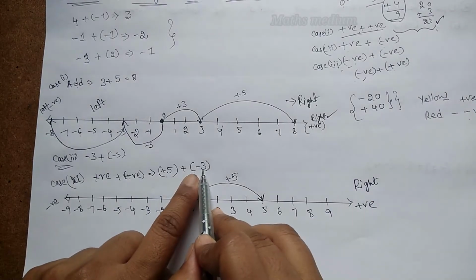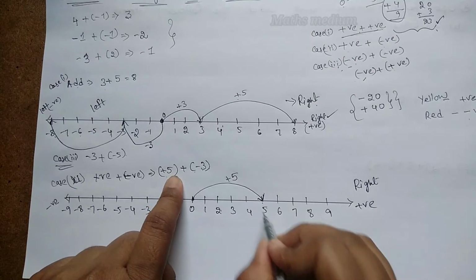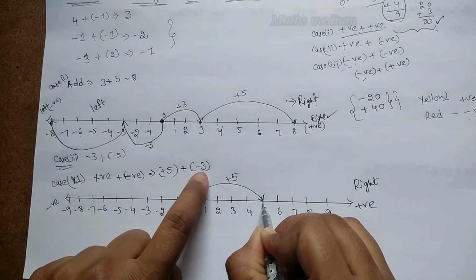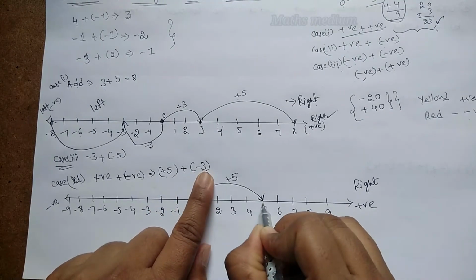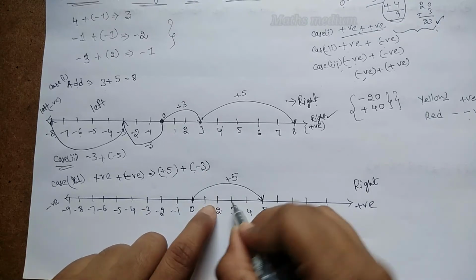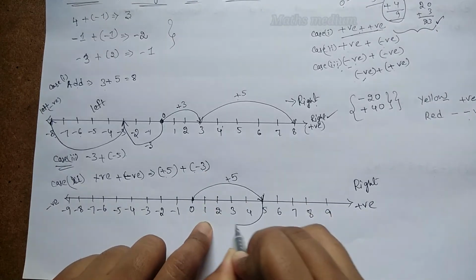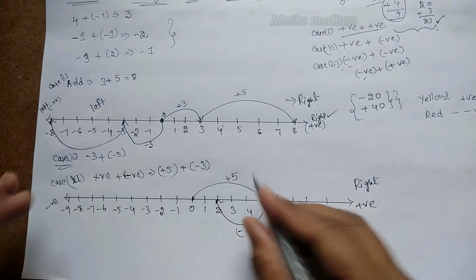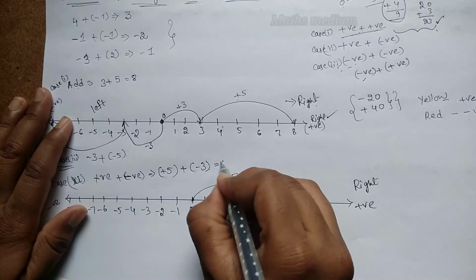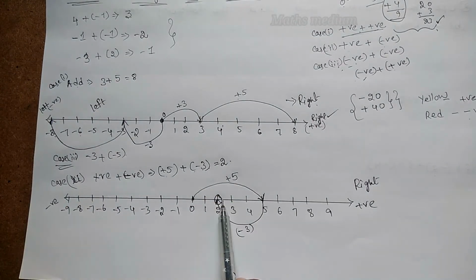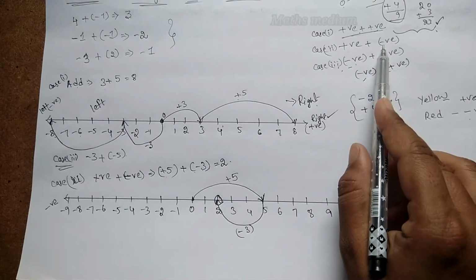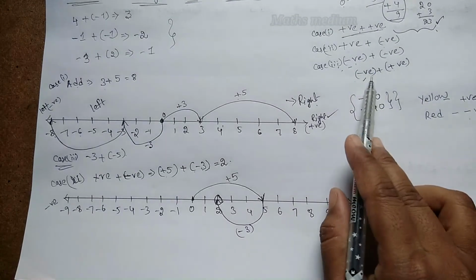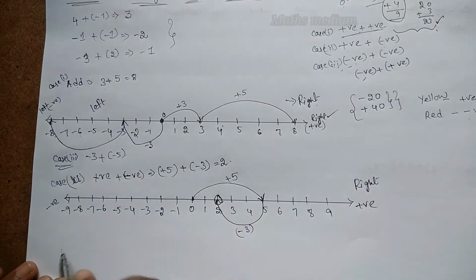Now we have to add minus 3. So from 5, we have to subtract 3. So this is 1, 2 and 3. So we have to move back like this. So this is minus 3 to the left side. So the answer is 2. This is the answer for the case where one is positive and another one is negative. Now if you take one negative number and another positive number.